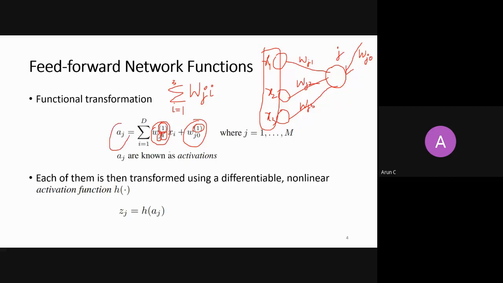Whatever goes inside this node will be represented by a. When you do all these summations, you finally get a scalar number which is represented by a. When you apply the activation on a, you will get z, right? j tells you that this activation is coming out from the jth node. This aj tells you all these numbers are going inside that jth node. After applying the nonlinearity h, which could be sigmoid or tanh, you get z. The h is nothing but a nonlinear function known as the activation function. This is how you can write it.